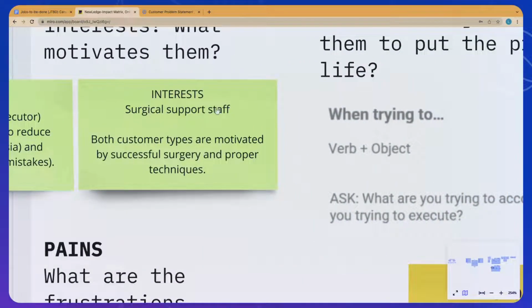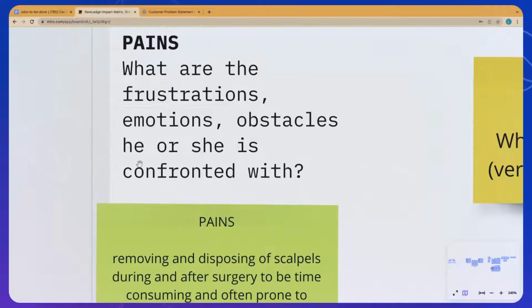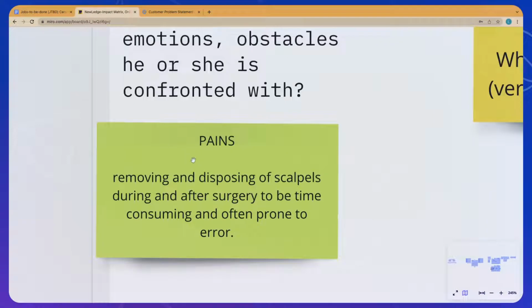The surgical support staff are really crucial because remember that we're trying to sell and market a scalpel removal tool. So it's actually the surgical support staff who perform that part of the core functional job. Both customer types are motivated by successful surgery and proper techniques. So what are the struggles? What are the pains that they're going through? Well, the surgical support staff are struggling to remove and dispose of scalpels during and after surgery. It's proving to be time consuming and often prone to error.